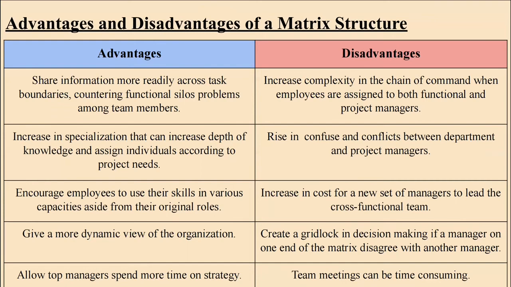In contrast, for the disadvantages of matrix structure, the structure can increase complexity in the chain of command. Confusion and conflicts can arise between department and project managers. The cost also can increase for a new set of managers. Gridlock in decision making can be created if a manager on one end of the matrix disagrees with another manager. Lastly, team meetings can be time-consuming.